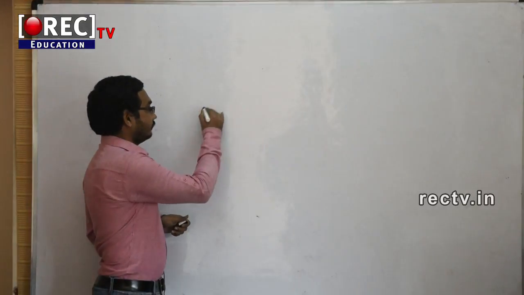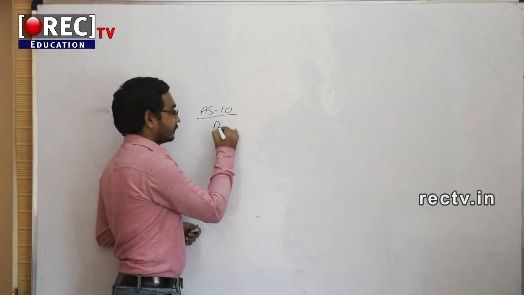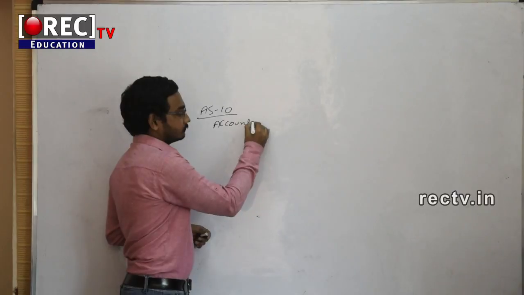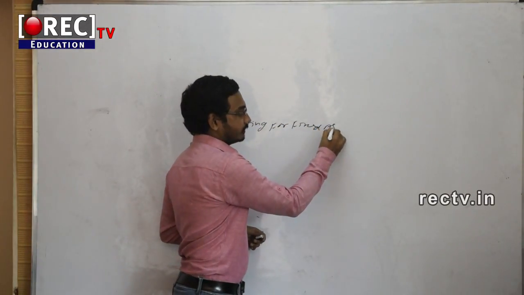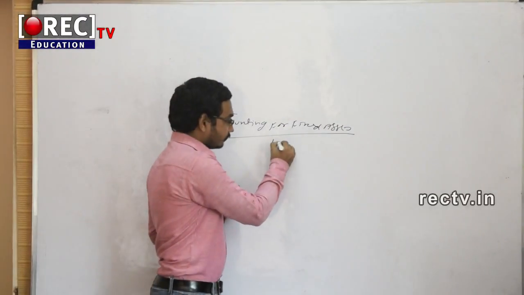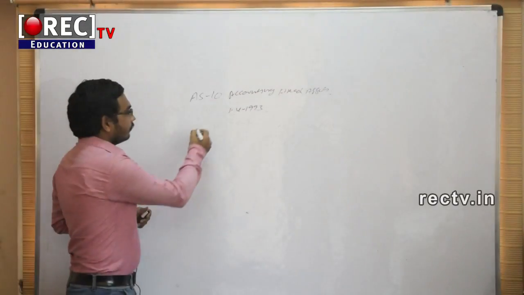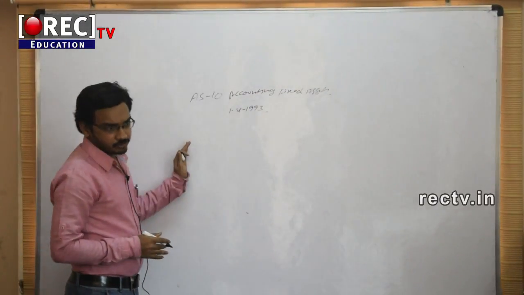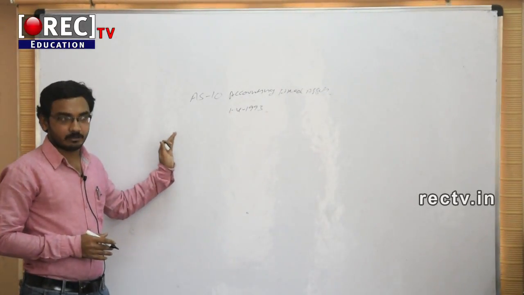Accounting Standard 10, Accounting for Fixed Assets, which is applicable from 1st April 1993. We need to know the definitions and applicability of this standard.